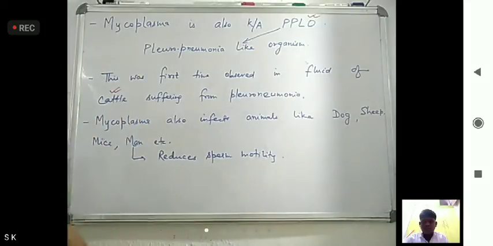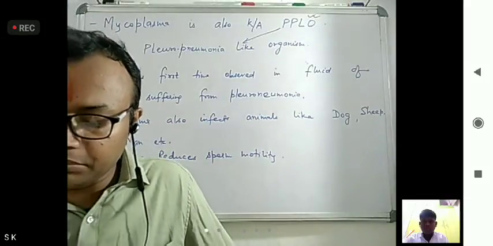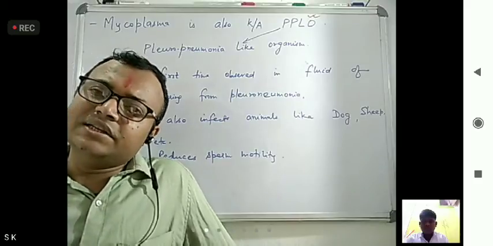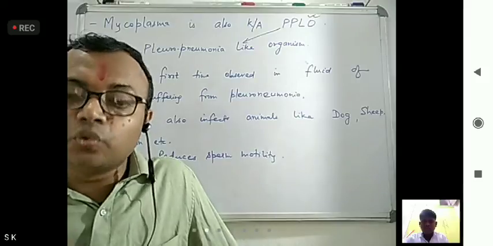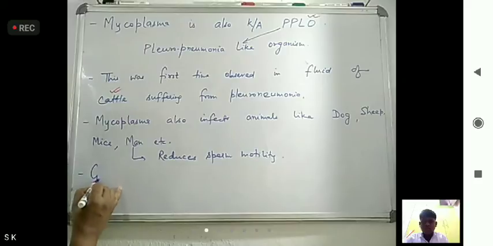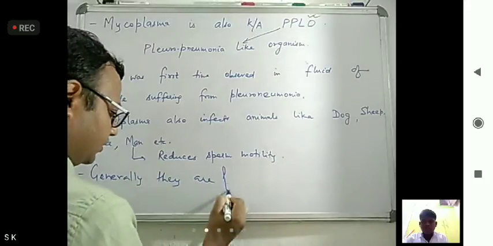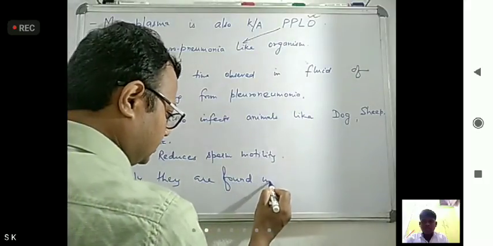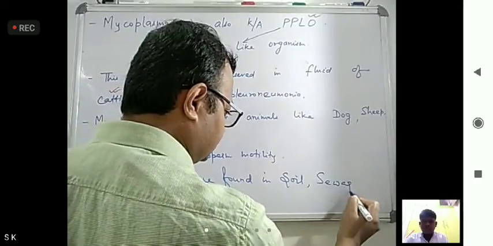Okay, so this mycoplasma also infects what? Animals like dog, sheep, man, mice. Okay, and generally where they are found? So generally they are found in soil, sewage, water, plants. Okay, so what we can say? Generally they are found in soil, sewage, water, etc.